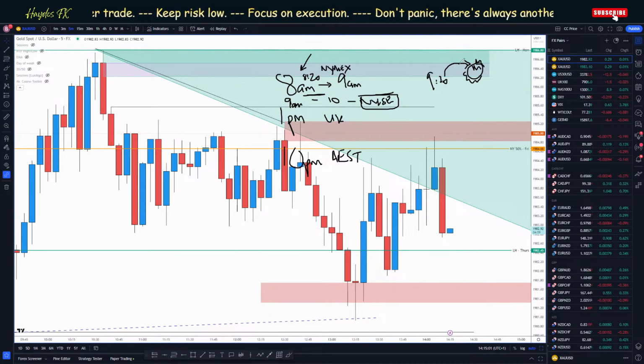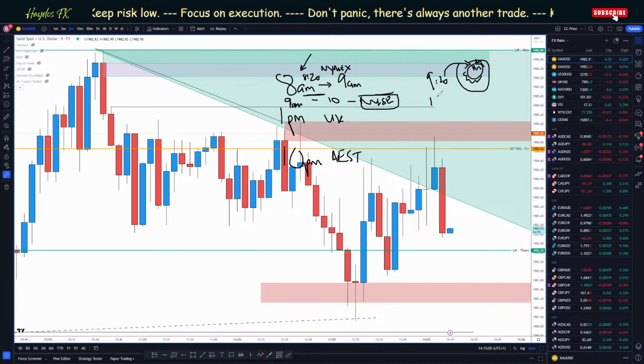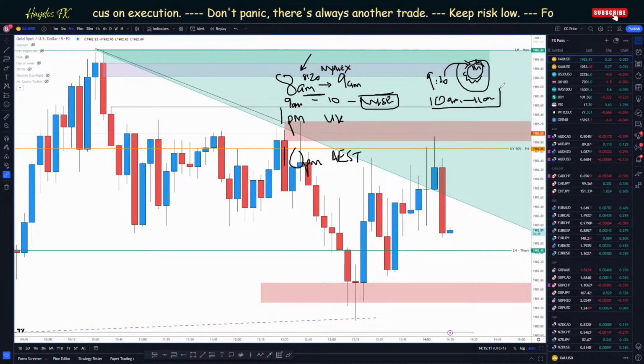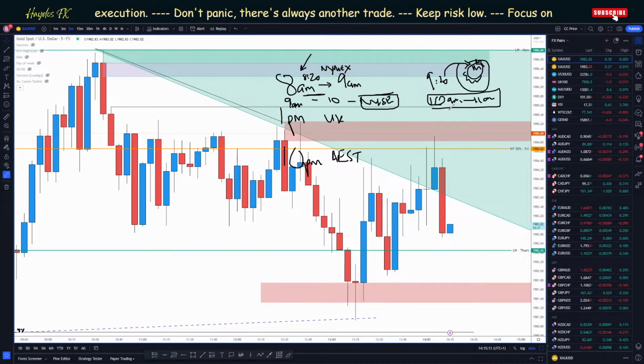Then after 30 minutes of price getting pushed one way, we can often find the 10 a.m. candle, 10 a.m. to 11 a.m., contains a lot of volume. Now, at the same time that we get into this 10 a.m. to 11 a.m. New York time, that is actually going to be 4 p.m. London time.